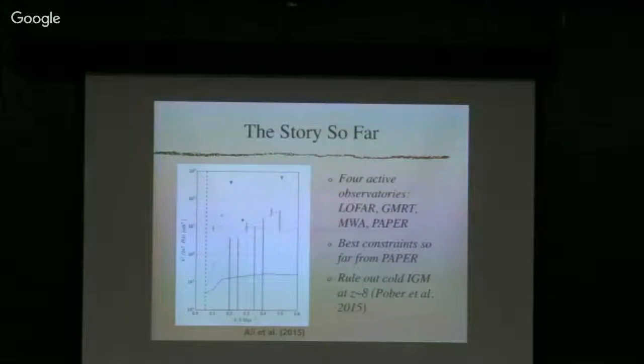There are already several experiments that are making these measurements. Most important here is, of course, PAPER, the Precision Array to Probe the Epoch of Reionization, which Aaron and his team work on. This is the power spectrum that they have measured so far. So the data points around here are their measurements. They're all really just upper limits. These other little triangle points are from other experiments.